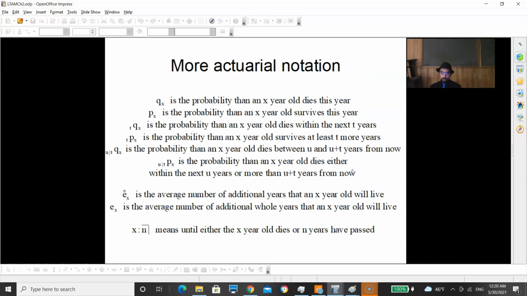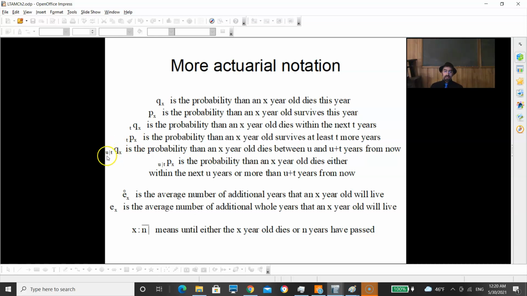All right, more actuarial notation. Q sub x is the probability that an X-year-old dies this year. Now, anytime you see a P or a Q, P indicates survival, Q indicates death. So Q sub x is the probability that an X-year-old dies this year. P sub x is the probability that an X-year-old survives this year. If you have this pre-subscript T, which I'll vocalize as tQx, that's the probability that an X-year-old dies within the next T years. And tPx is the probability that an X-year-old survives at least T more years.